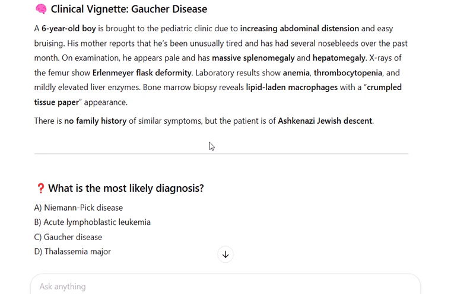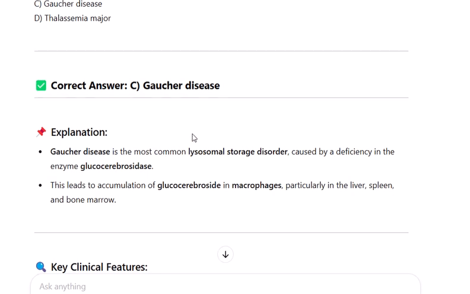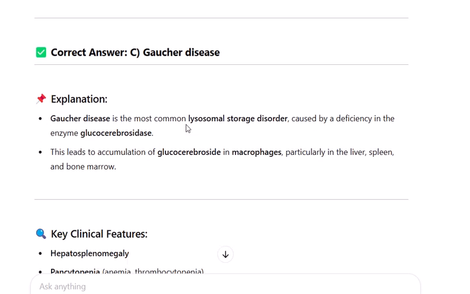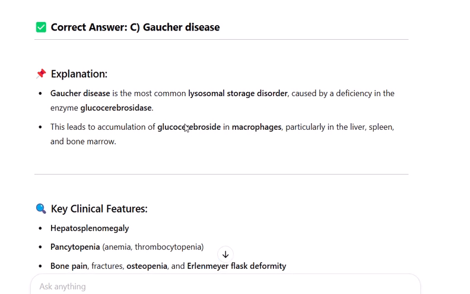Explanation. Gaucher disease is the most common lysosomal storage disorder caused by a deficiency in the enzyme glucocerebrosidase. This leads to accumulation of glucocerebroside in macrophages, particularly in the liver, spleen, and bone marrow. Key clinical features: hepatosplenomegaly, pancytopenia, anemia, thrombocytopenia, bone pain, fractures, osteopenia, and Erlenmeyer flask deformity.